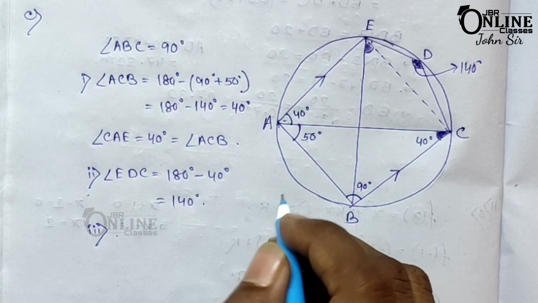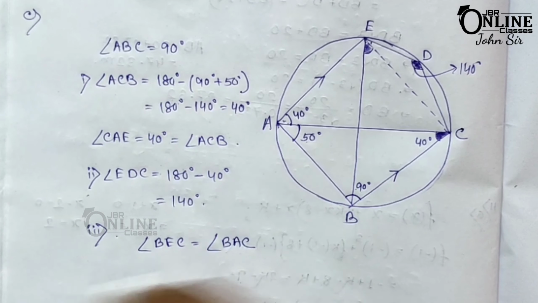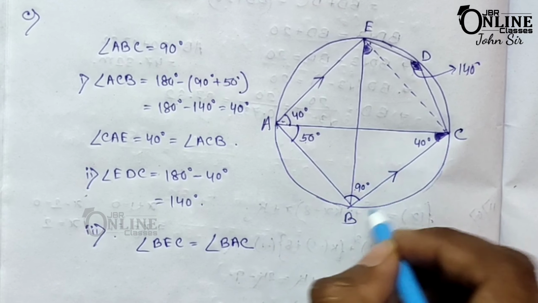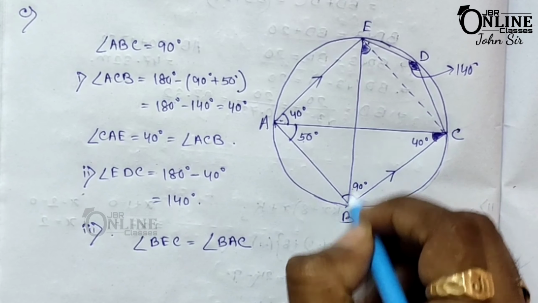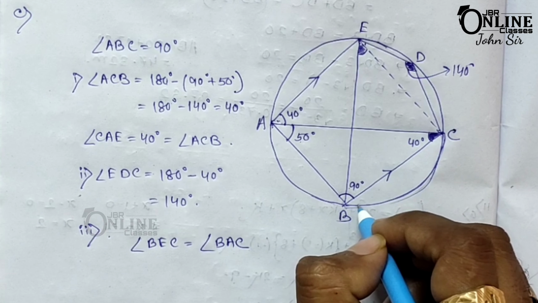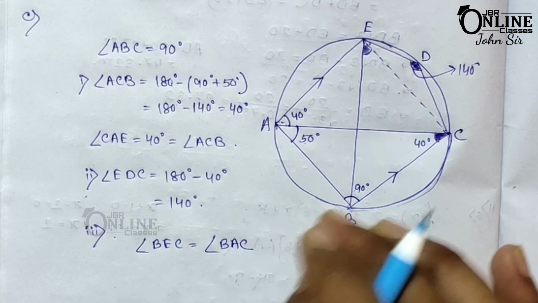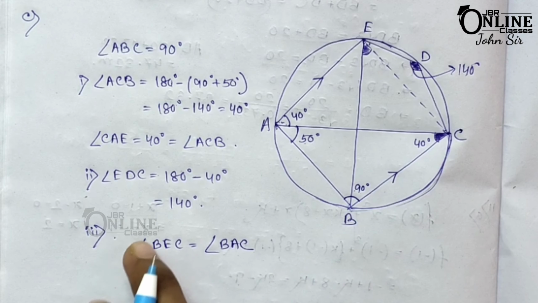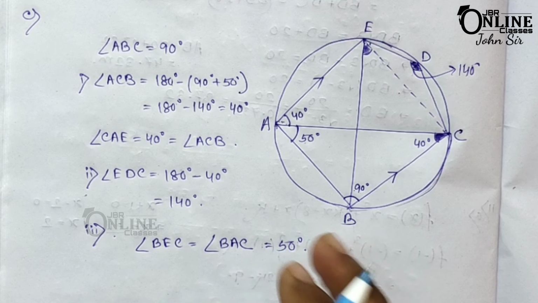Clear? So here angle BEC equals angle BAC. How? As here BC is the segment, and in this same segment the angles BEC and BAC lie. And you know the theorem, the two angles which lie in the same segment are equal. As BAC and BEC lie on the same segment BC, both angles will be equal. So BAC equals 50 degrees. Okay, that is the third answer.